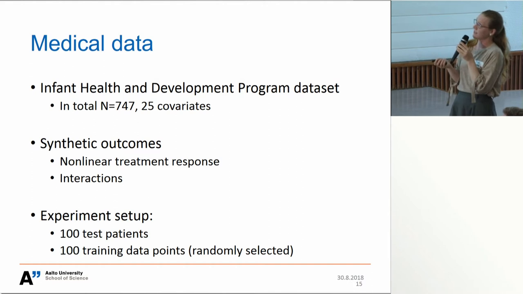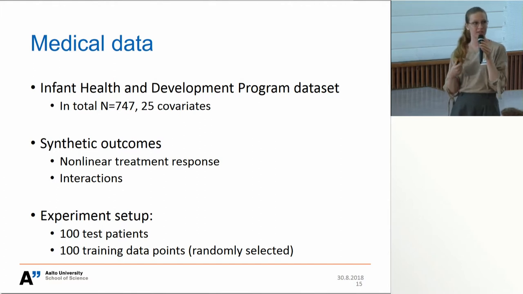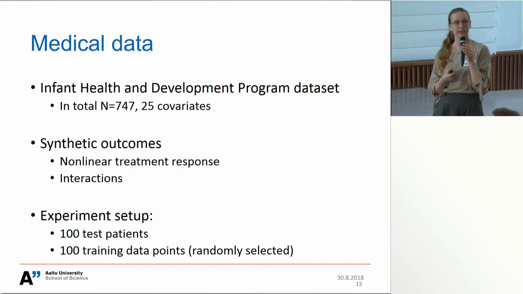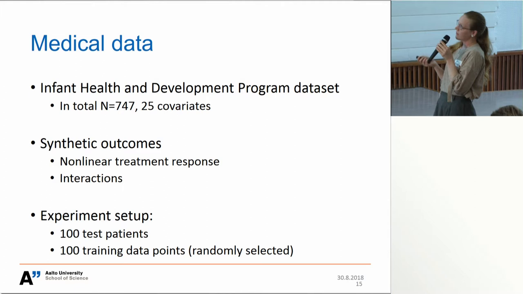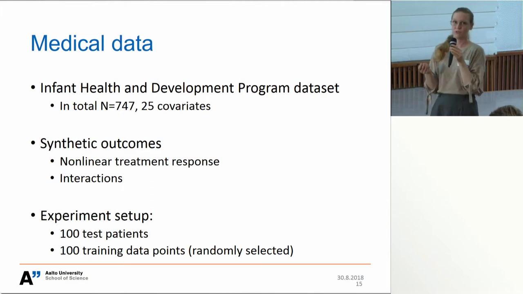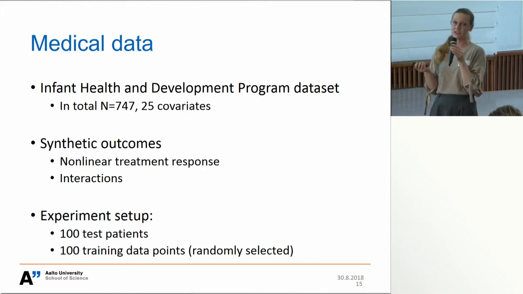Then the medical data is the Infant Health and Development Program data set, which is about premature babies who get this program to help the family, and then the outcome is their cognitive capacity at the age of 3. And there we cannot truly know the potential outcomes, but this is quite a widely used data set in this field, so we have synthetic outcomes which are highly nonlinear and also have interactions.